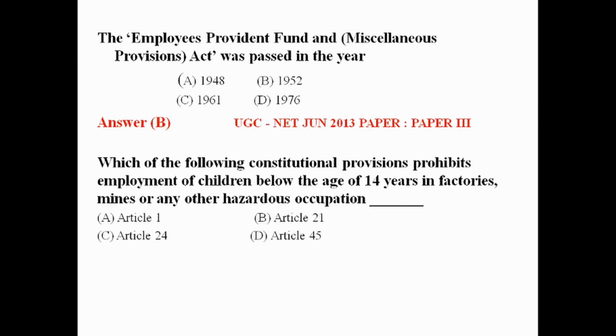Next question. Which of the following constitutional provisions prohibits employment of children below the age of 14 years in factories, mines or any other hazardous occupation? Option A, Article 1; option B, Article 21; option C, Article 24; and option D, Article 45. The answer is option C, that is Article 24.